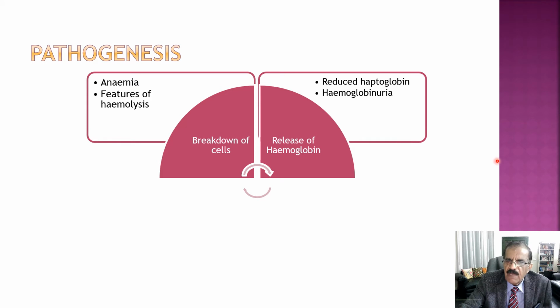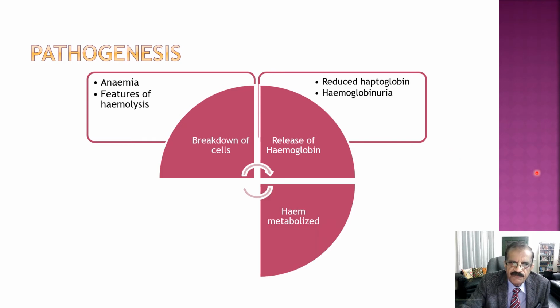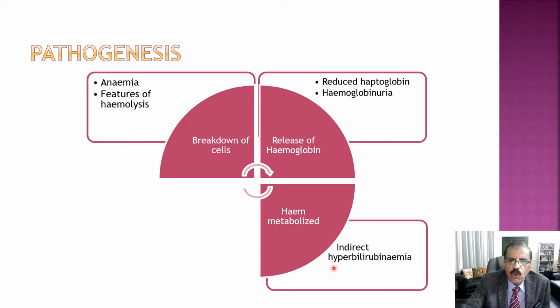Then there may be hemoglobinuria, because some hemoglobin may not be bound to the haptoglobin. If there is more than can be bound to haptoglobin, extra hemoglobin will be excreted in the urine. The heme part of the hemoglobin molecule will be metabolized into bilirubin, and this will cause indirect hyperbilirubinemia. Patients with hemolytic anemia may have slight jaundice.